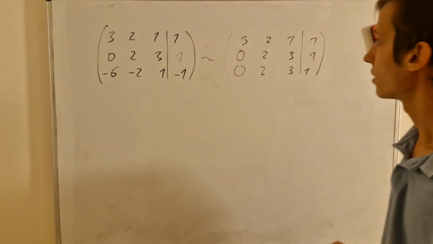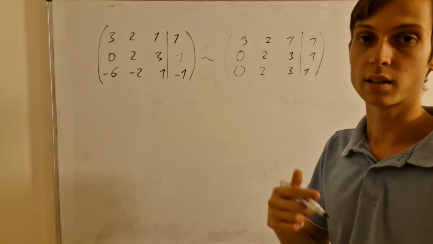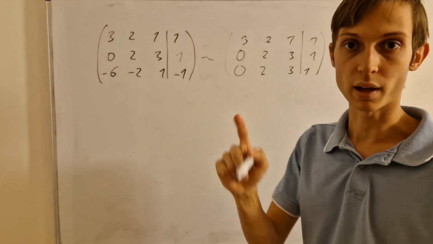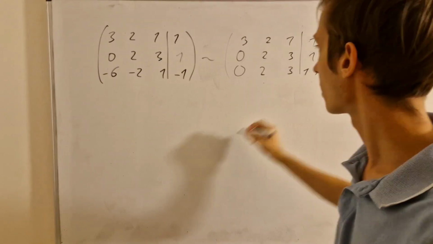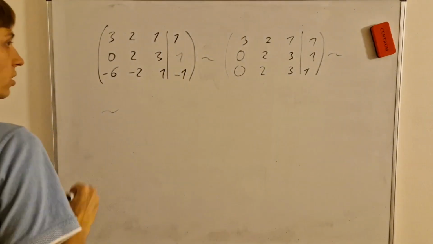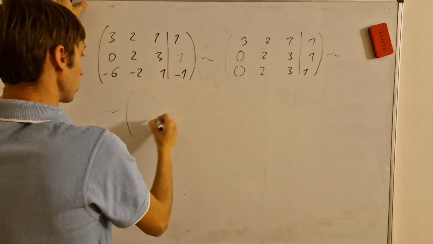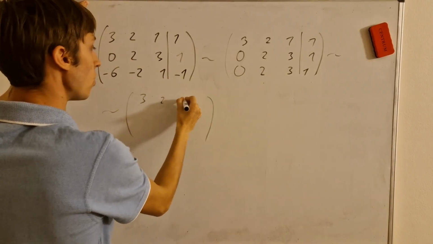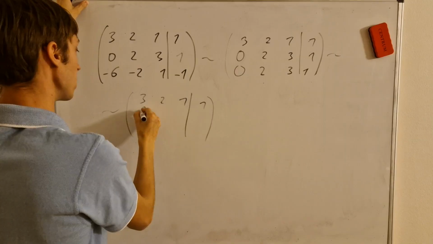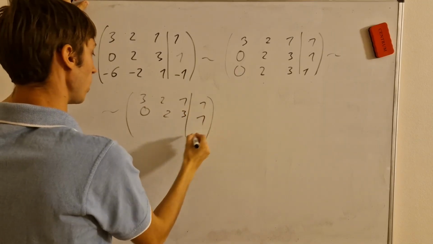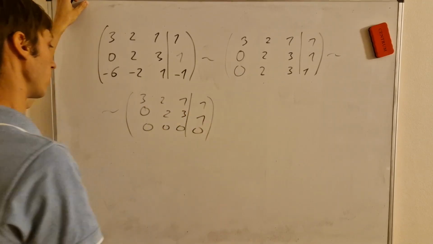And now we see the second and third rows are the same. We can subtract, for example, the second row once from the third one. So we'll get a 0, 0, 0 situation, only zeros in the last row at the bottom. So we'll have 3, 2, 1, 1 left up here, 2, 3, 1, 1, and 0, 0, 0, 0.